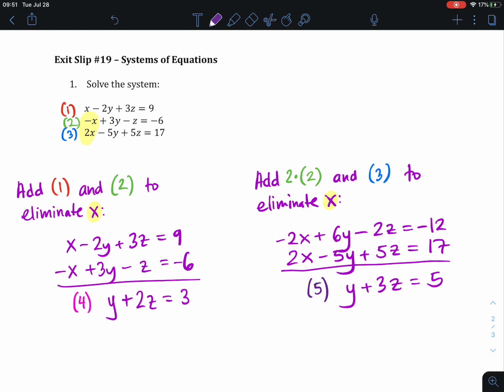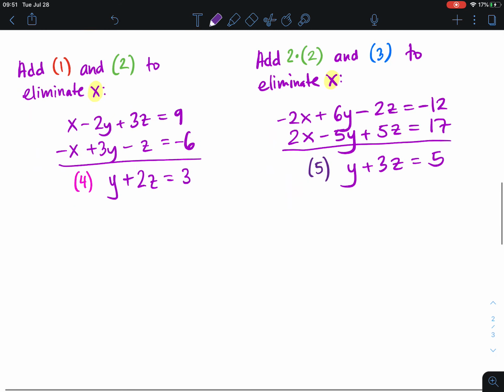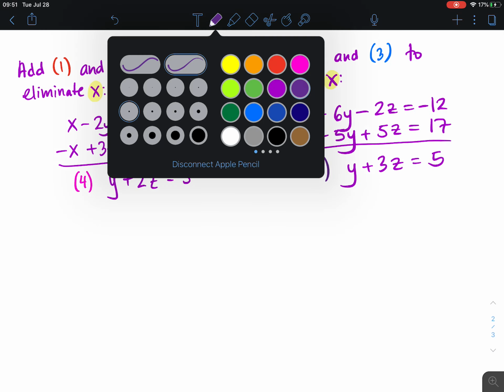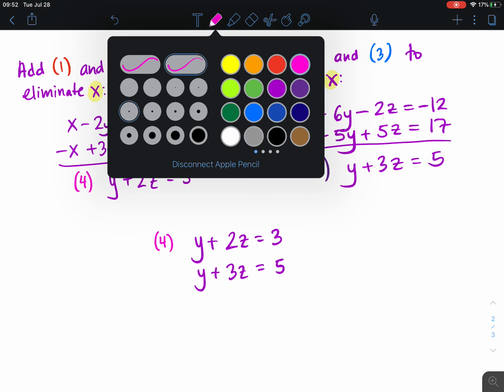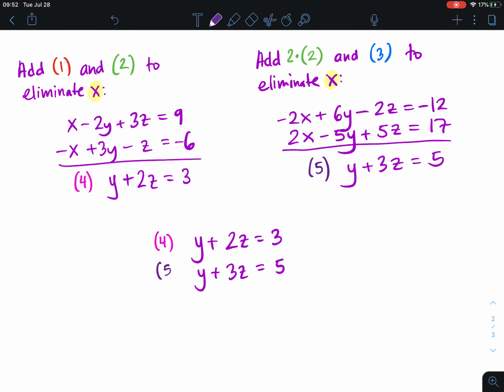Cool. So again, all of that work up front has given us a new, simpler system, which I'll just rewrite one more time in more of a system way, meaning I'll just stack them on top of each other. So I'm just rewriting equations 4 and 5 that we just built together. And then from there we can use any of our prior knowledge. We talked about solving by substitution, we've talked about solving by elimination, we've even talked about solving through graphing.